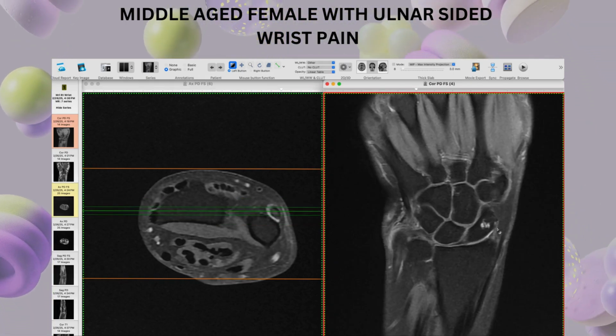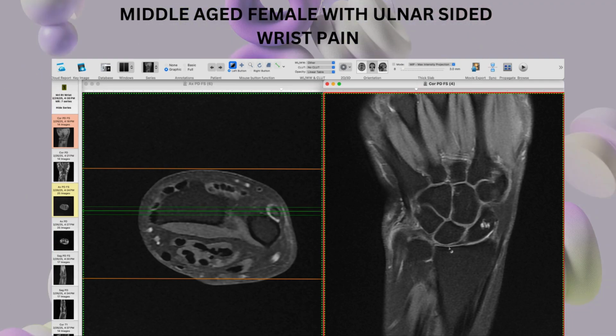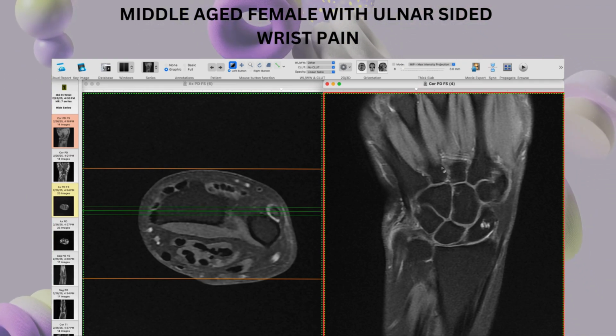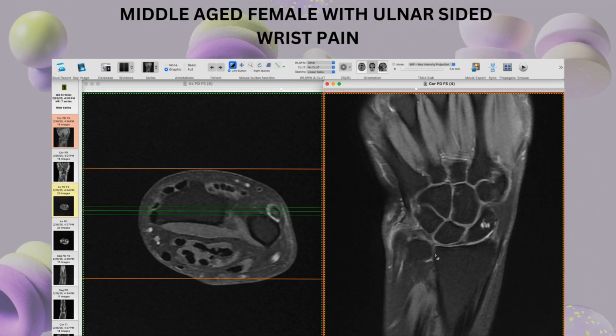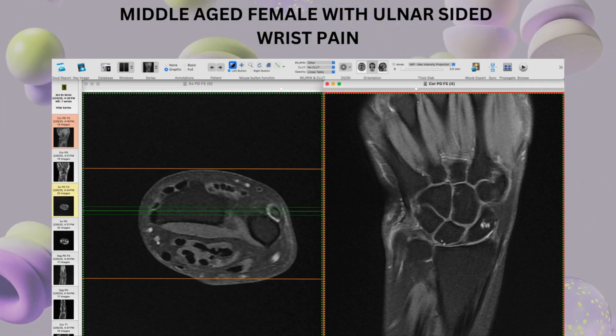Okay, the rest is the articular cartilage, which is absolutely fine along the radiocarpal, the midcarpal and the carpometacarpal articulations, and there is no evidence of synovitis other than trace fluid in the distal radioulnar joint.